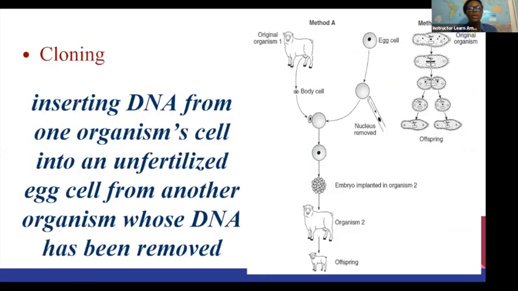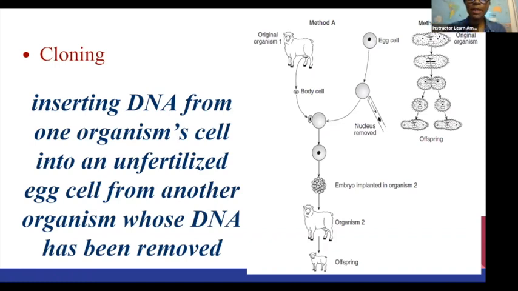cloning. And so cloning is when you're going to insert the DNA from one organism cell, but you're going to put it in an unfertilized egg. So in genetic engineering, we were taking a section of the DNA, and we're going to insert that into the new organism. So that's specifically the bacteria, to help that to make whatever the trait is we want it to make. But in cloning, we're actually removing the DNA and we're going to put it inside an unfertilized egg.